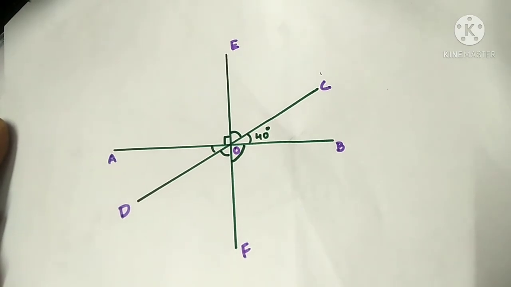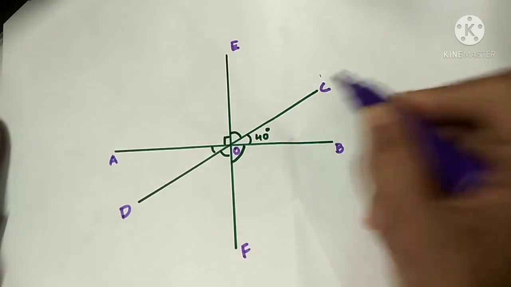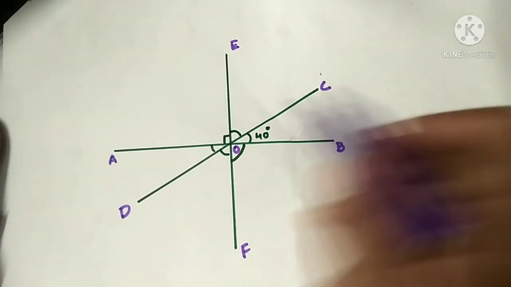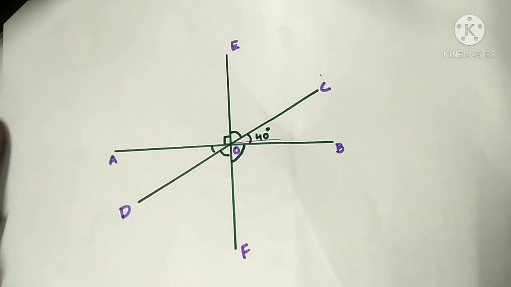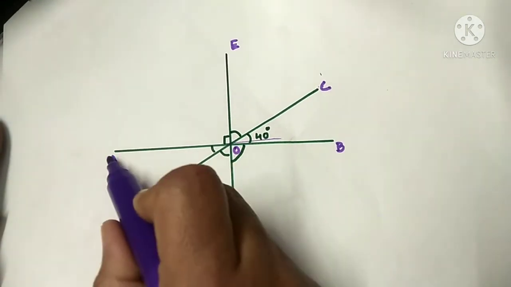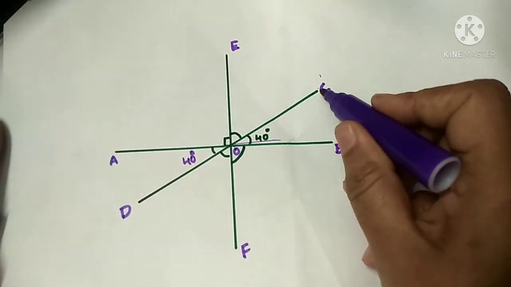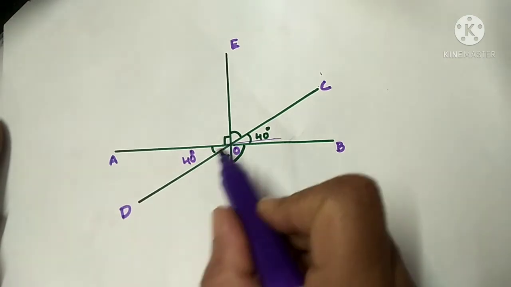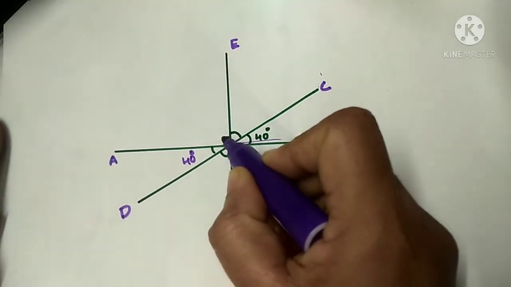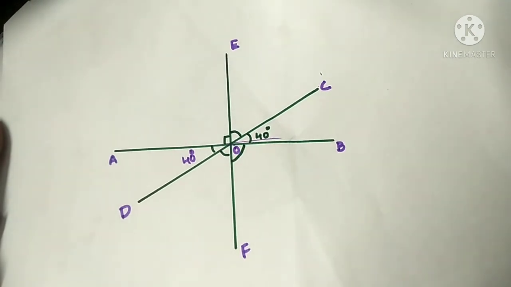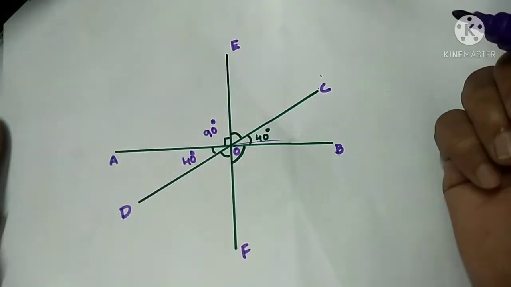Okay, now coming to the angles. See, this angle BOC is given as 40 degrees. We know when two lines intersect each other, opposite angles are equal. So we can write angle AOD as 40 degrees. Since BOC is 40 degrees, angle AOD is also 40 degrees. Now coming to this angle, since this is marked like this, we can say that this angle is 90 degrees. This angle is a right angle.